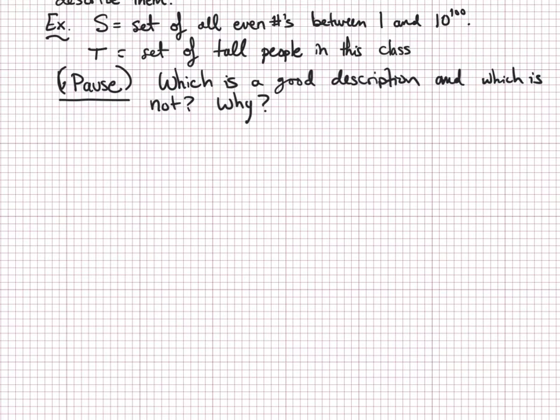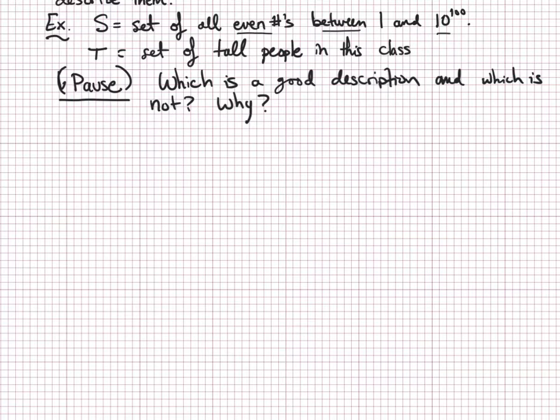Okay, so I think most people would say that S is a perfectly good description of a set and T is not. One reason, and I think the most important reason for this, is if you're trying to describe a set, you have to unambiguously define its objects. For the set S, we know what those elements are. If you know the definition of an even number, you have to know the definition of between, and maybe you have to know what 10 to the 100 is. Once you've learned those, there's no ambiguity in what the set is.